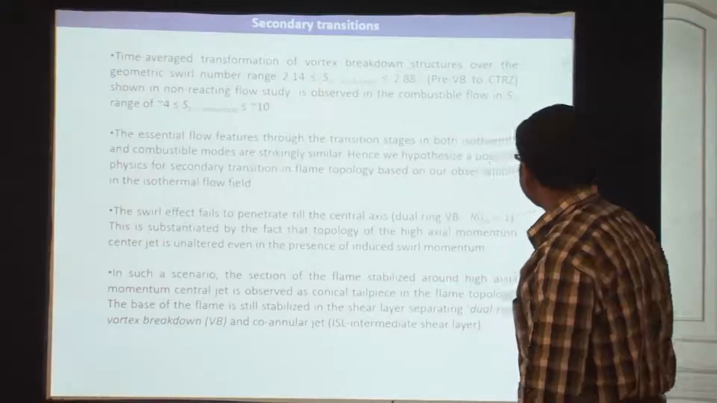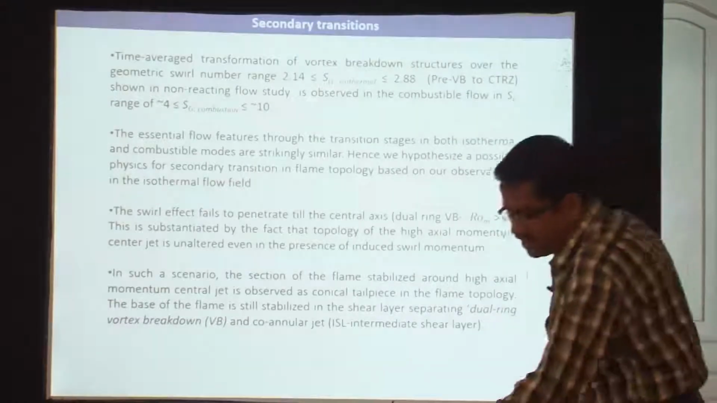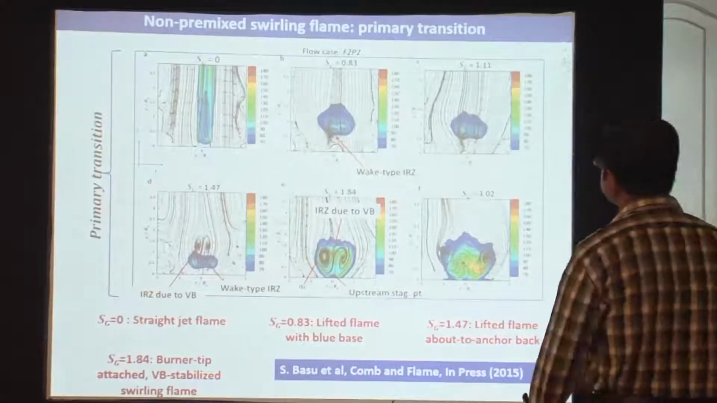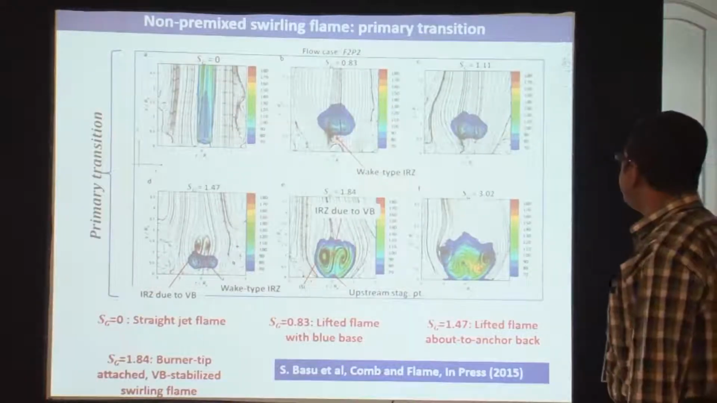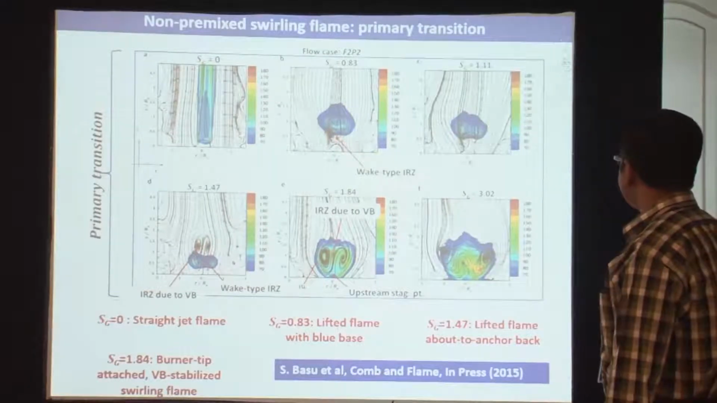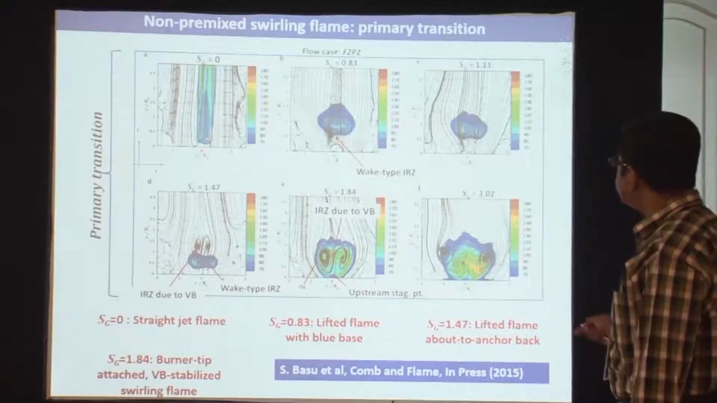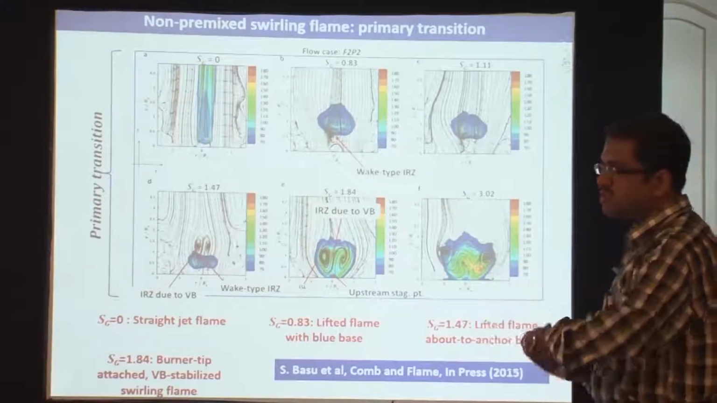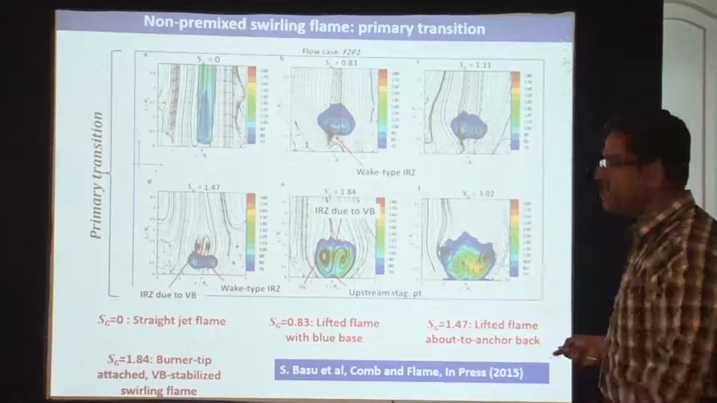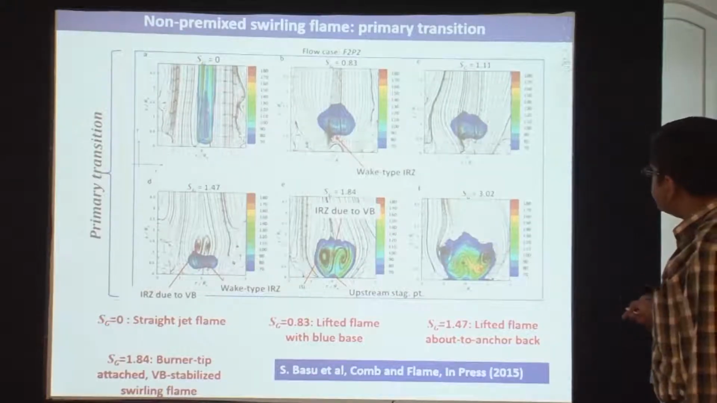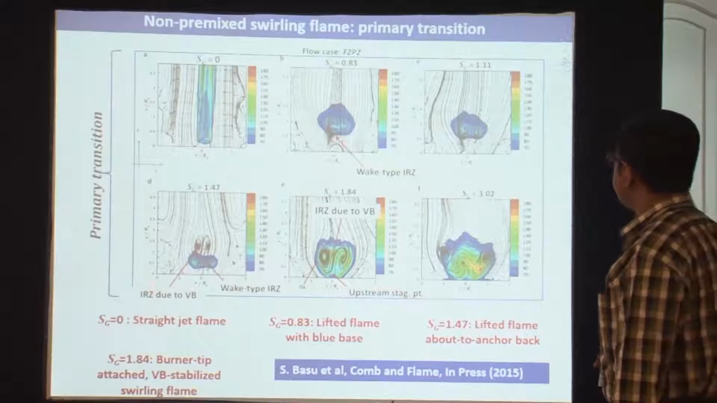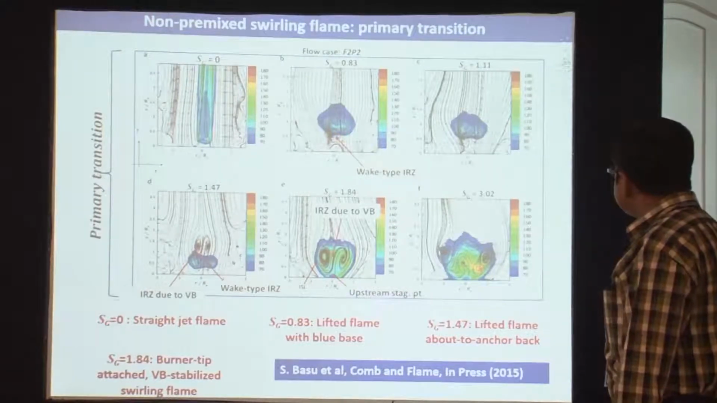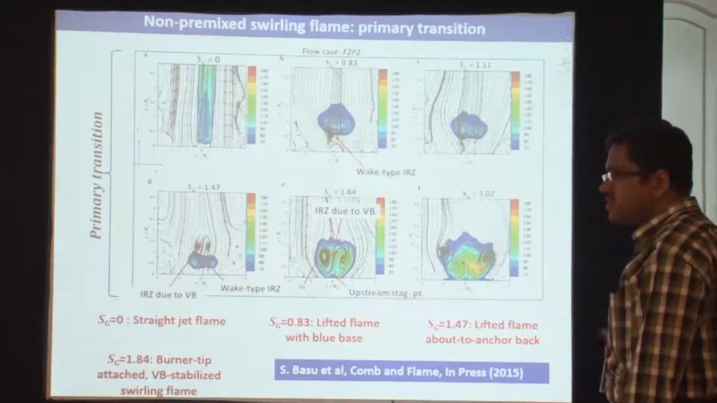To understand the secondary transitions, we will come to this a little later. So let's look at the primary transitions over here. As you increase the swirl number like this, what you get is the chemiluminescence imaging superposed on the streamlines of the flow. You get a straight jet flame initially when the swirl number is equal to 0. And then you get the flame which stabilizes as this is a wake type of an IRZ. So this just pushes the flame.